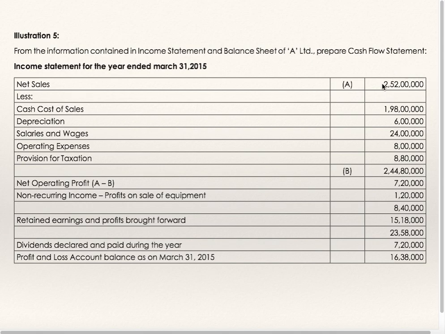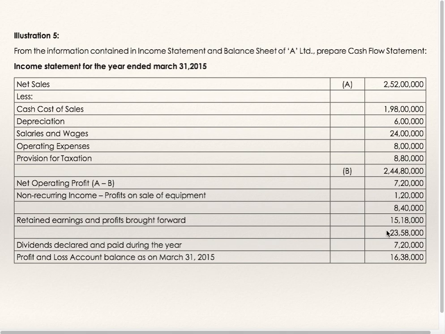Net sales are given. Less cash cost of sales, depreciation, salaries and wages, operating expenses, provision for taxation. Total is deducted from net sales. You have got net operating profit A minus B, which is 7,20,000. Non-recurring income profit on sale of equipment is 1,20,000. That is added. Retained earnings and profit brought forward. That is opening balance of profit and loss account is added.